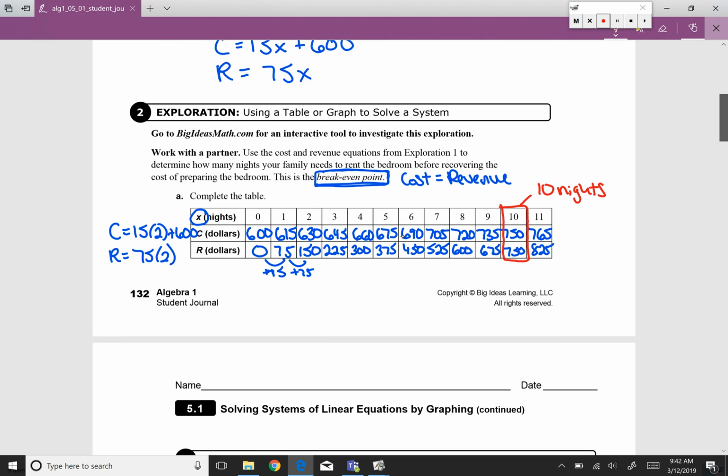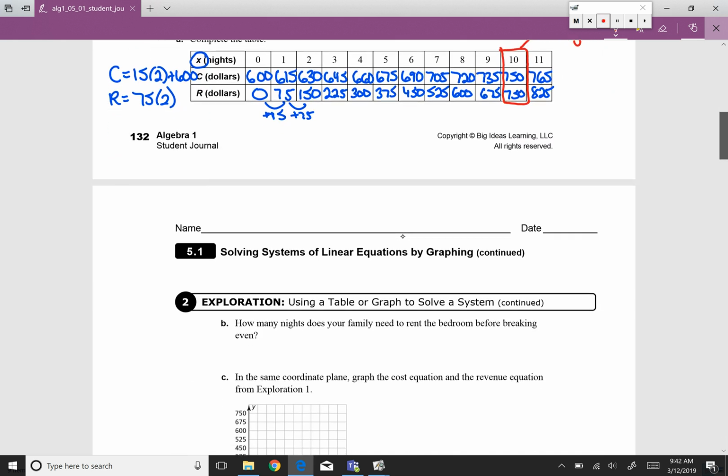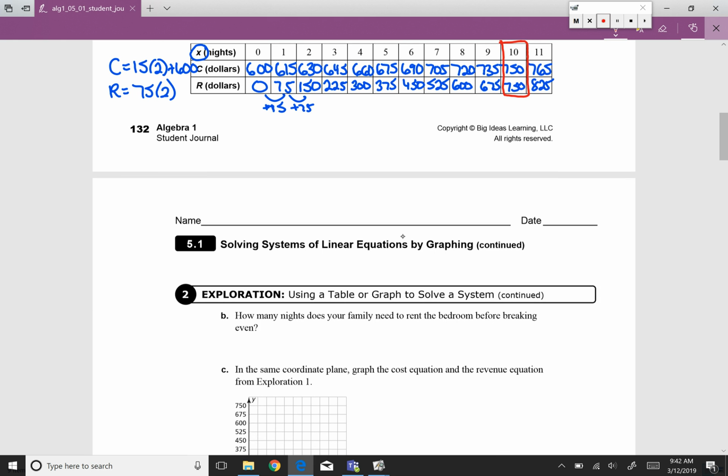So if you look on the next page, Exploration 2 continues, and it says, how many nights did your family need to rent the bedroom before breaking even? And we just discovered that that is 10 nights.